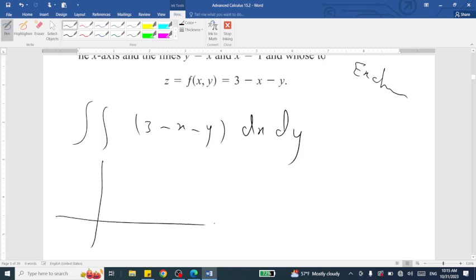Okay, I'll sketch. y equal to x. Okay. How about that one? x is equal to 1.